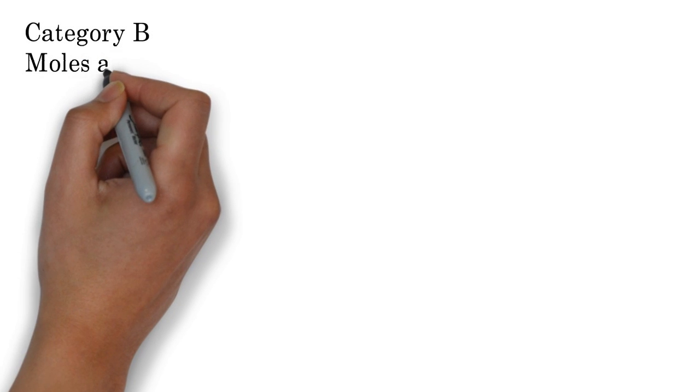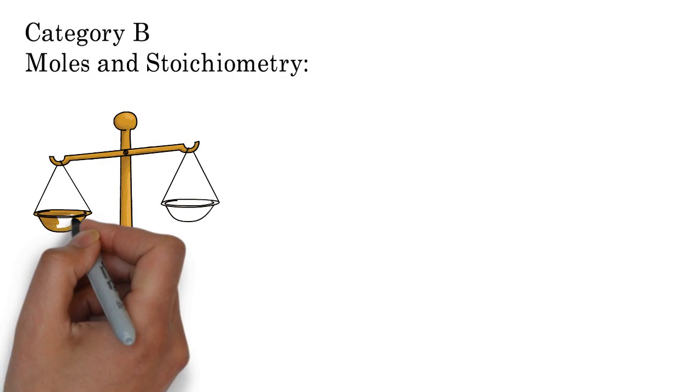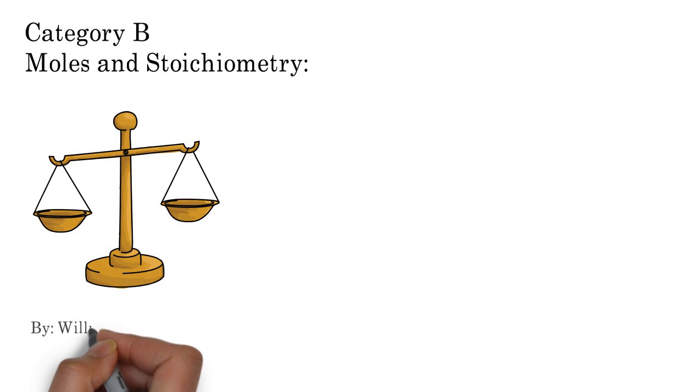Category B is moles and stoichiometry. What do you get when you cut an avocado into 6 times 10 to the 23 pieces? Guacamole. Moles? You mean that weird thing that lives in the ground?